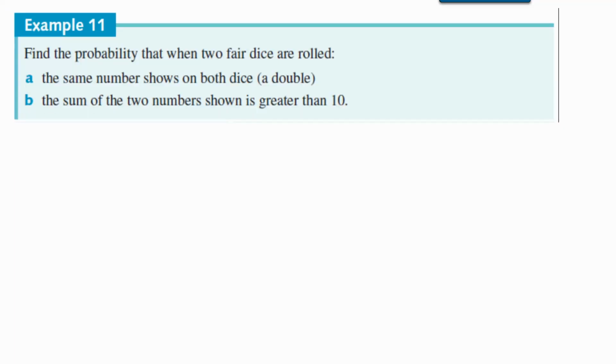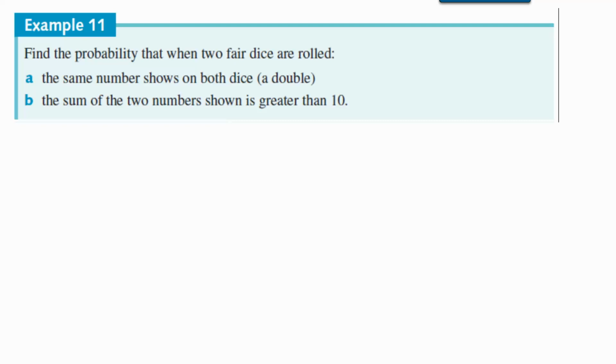Okay? Let's try another one. Let's do the same thing. Now, I just showed you a tree diagram. The second one is called a lattice diagram, or back in year 7 and 8, they called it a table of values. It just helps you to visualize the problem. So if you have a look at this one, it says find the probability that when two fair dice are rolled, so you've got two dice, you roll them, the same number shows on both dice.